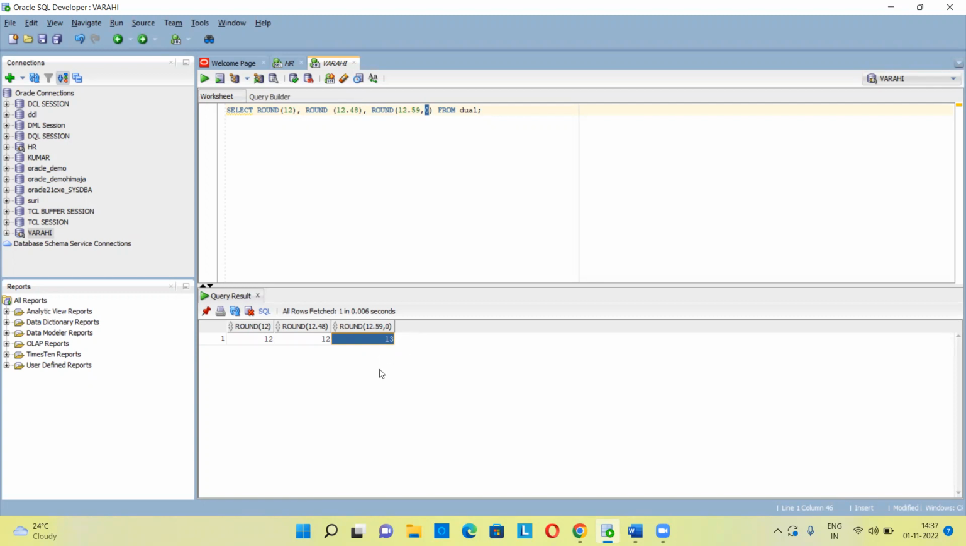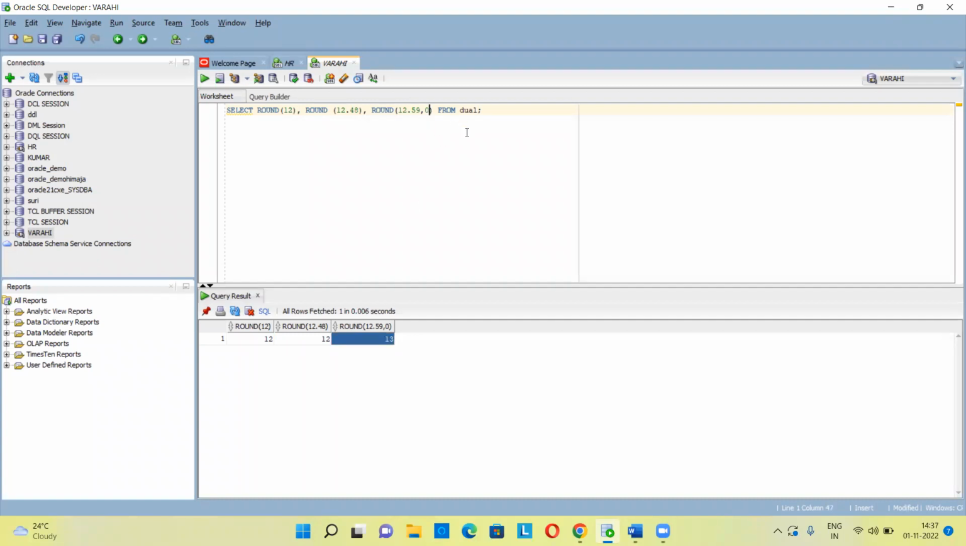Okay, so now for the third one, output is 13. Am I getting any decimals here? Of course, no, 0 decimals. In the second example, also 0 decimals I'm getting. Correct, only that is coming. But for the second example, 12.48, output is 12. But the third one, 12.59, it is returning 13.